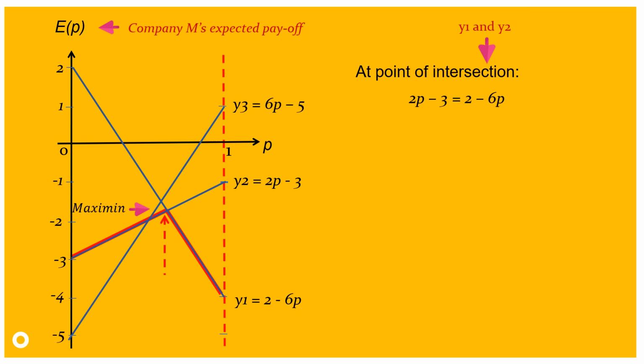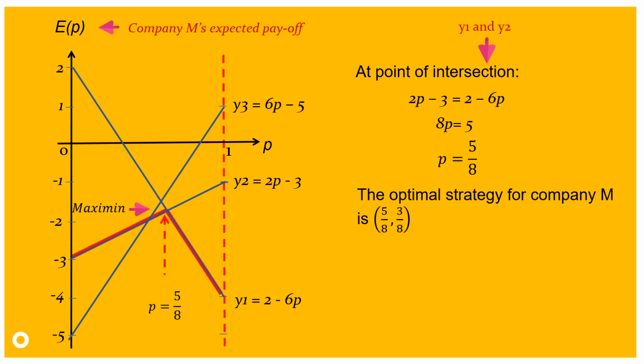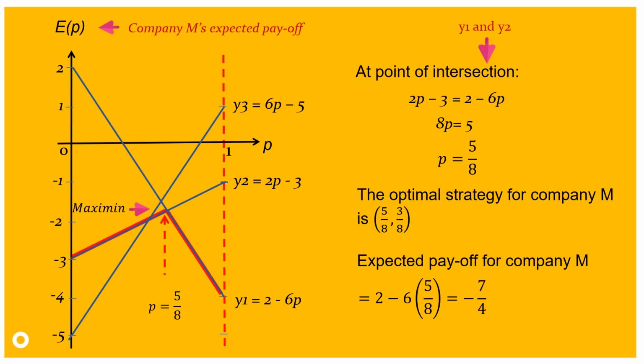So at the point of intersection, 2p minus 3 is the same as 2 minus 6p, and we have p equals 5 over 8. Thus, the optimal strategy for company M is to play strategy M1 with a probability of 5 over 8 and to play strategy M2 with a probability of 3 over 8. And the expected payoff for company M is obtained by substituting p equals 5 over 8 into the equation 2 minus 6p, and we have -7 over 4.